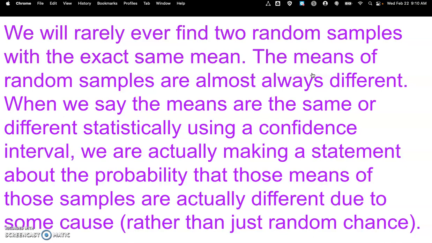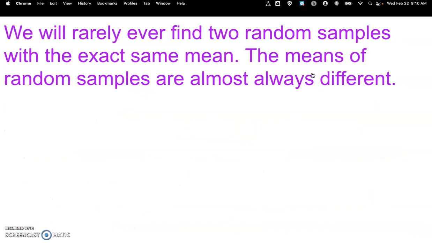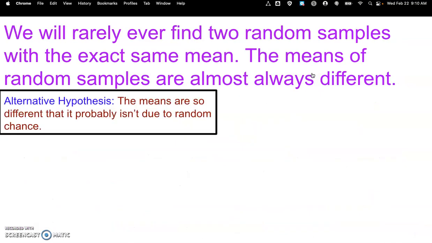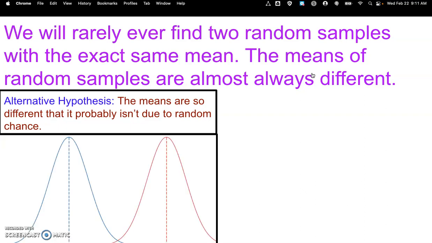Okay, and with that in mind, it might be useful to rethink our definitions of the alternative and null hypothesis. So the alternative hypothesis, another way to say that would be that the means are so different that probably it isn't due to random chance. So let's get a visual for that. Here we can see we've got two populations, a red population and a blue population. And we can see that the means are really far apart. There's hardly any overlap of the bell curves.